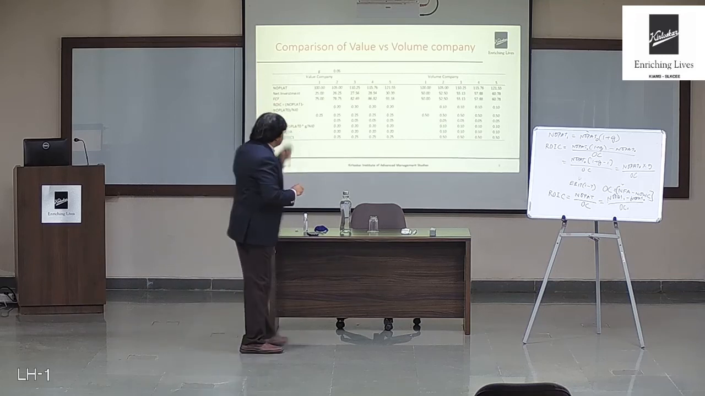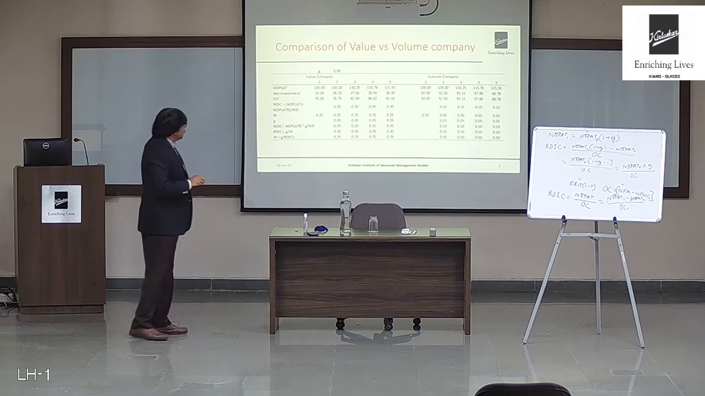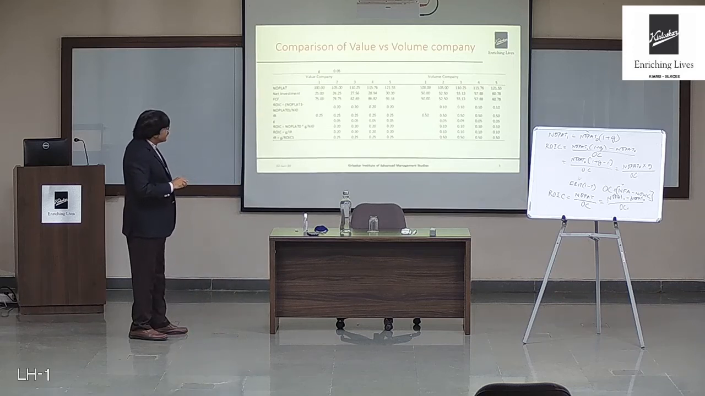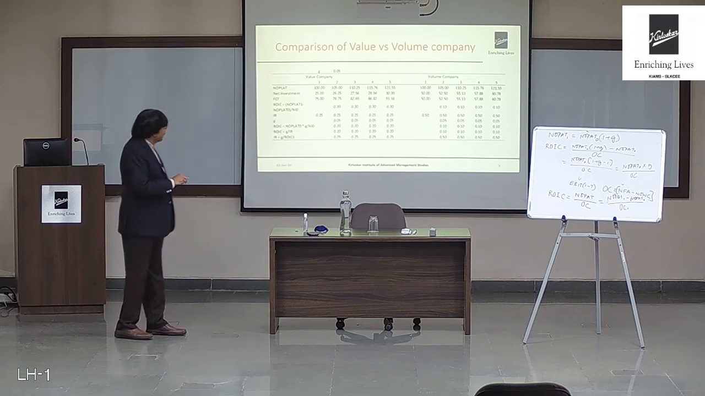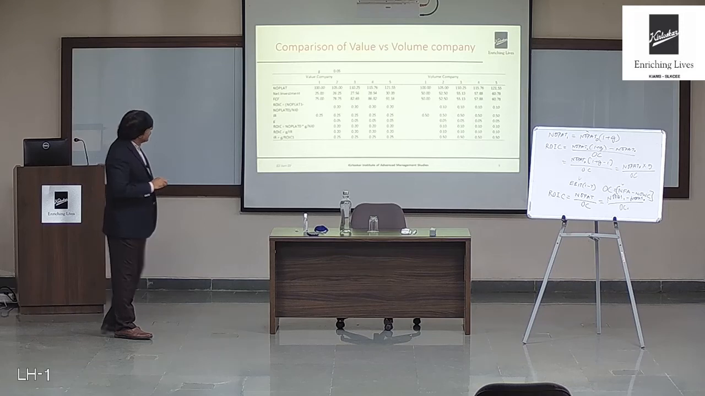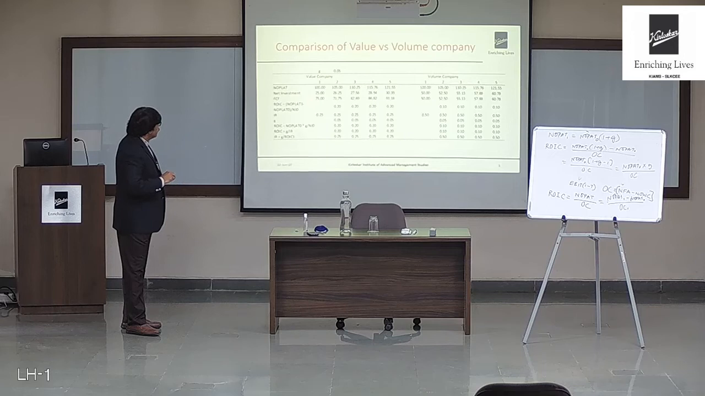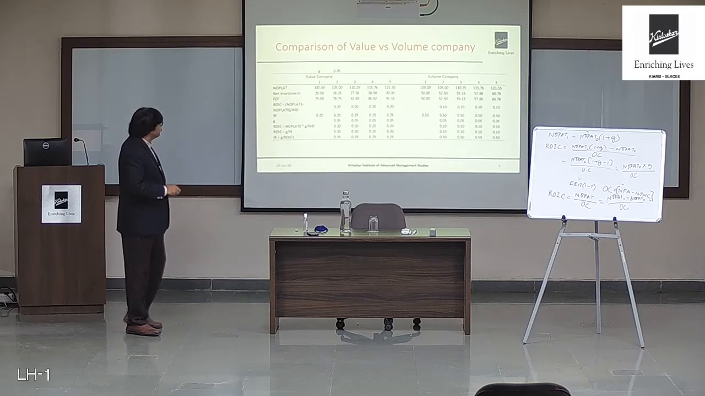Now you can see that the same thing is done for the volume company, in which case the return on invested capital is 10, and you can see that the growth rate is the same constant for both the companies. The ROIC is 10% calculated in two different ways, and the investment rate is calculated in two different ways. So you see that the investment rate of this company, the volume company, is more, and therefore the free cash flows generated by the value company are more than the volume company.